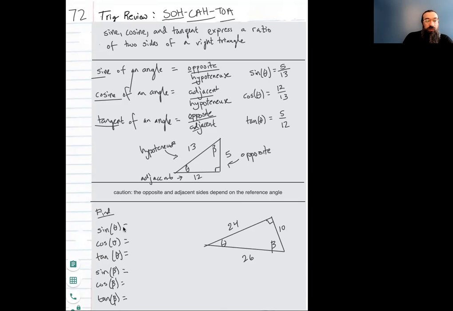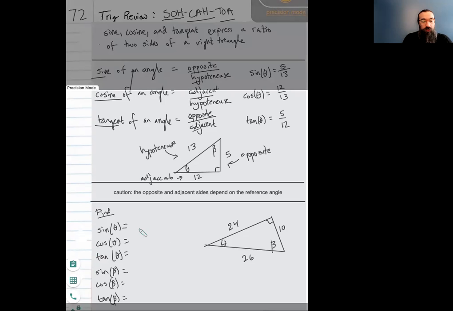Continuing on, you can see that I've set it up that way. So we're going to talk about this in relationship to sine of theta, cosine of theta, and tangent of theta. And then after that, we're going to go to this angle and look at the relationship using that angle instead. All right, so let's go into that super fast.